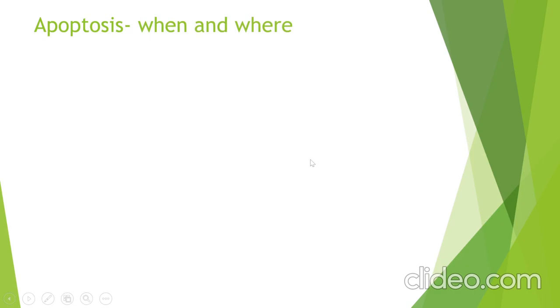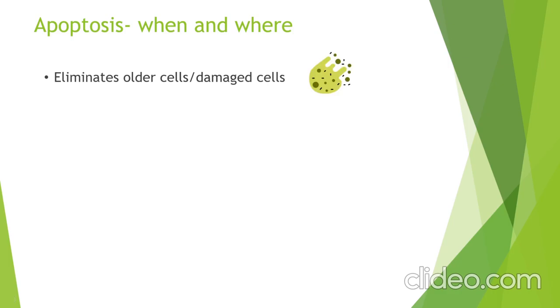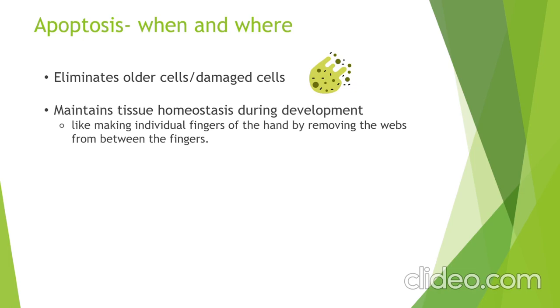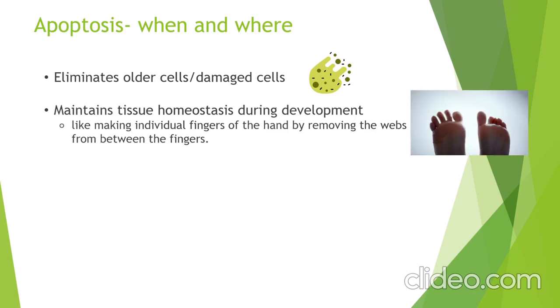So when and where does apoptosis happen? Apoptosis happens normally in the body when the body needs to eliminate older cells or damaged cells. It helps in maintenance of tissue homeostasis during development. That is, while making individual fingers of hands by removing the webs from between the toes. In case this did not happen, we would not have had individual toes like I am showing in the picture. We would have had feet like that of a duck.